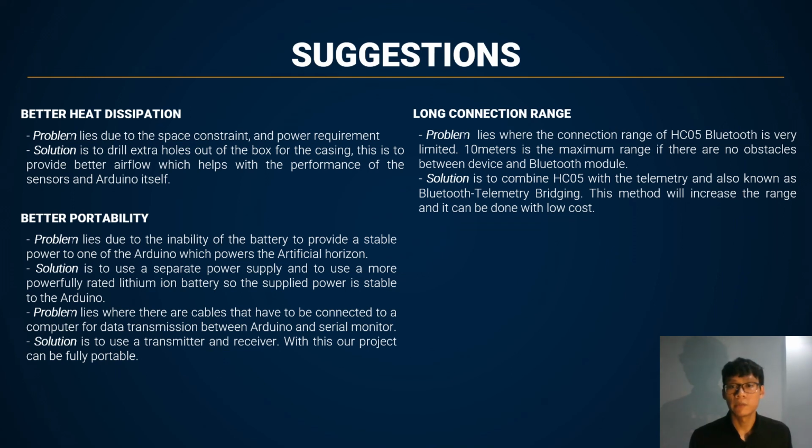For better connection range, the problem comes from our Bluetooth receiver, the HC05, which can only transmit at a 10-meter range. So to increase the range, we suggest using a process called Bluetooth telemetry bridging, which increases the range but also comes at a low cost.